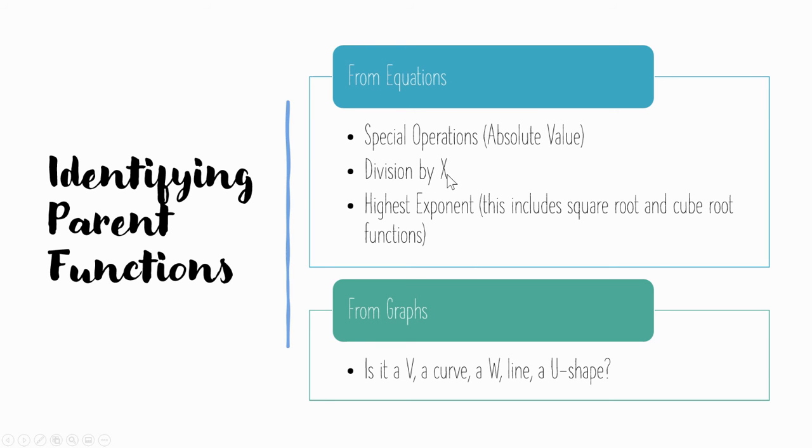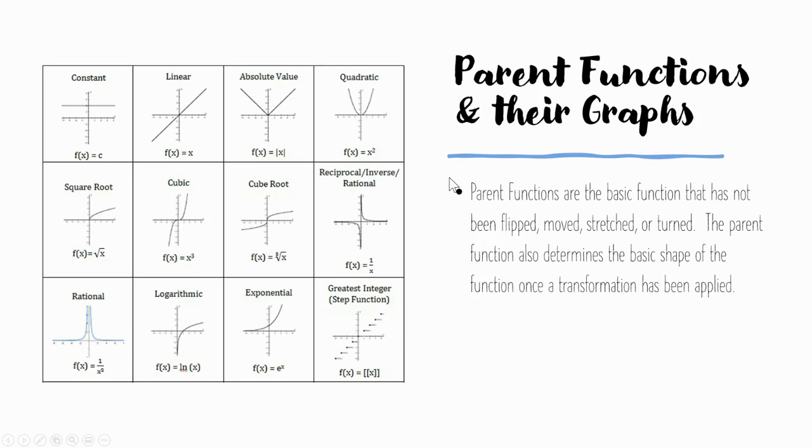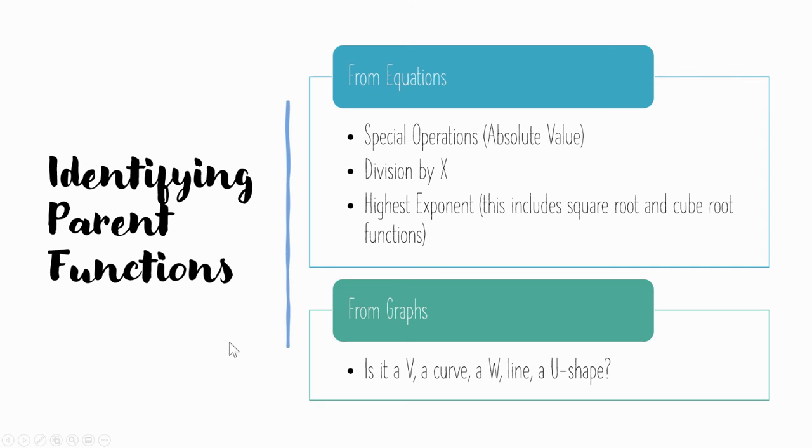When you divide by x, notice on those rational ones, see how it's 1 over x and 1 over x squared? You get these weird looking graphs. Your math teachers are like, once we see that, we know that's a rational function of some sort. We may not know exactly which one it is, but we've got a pretty good idea.